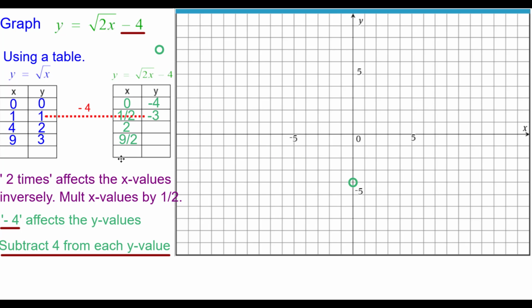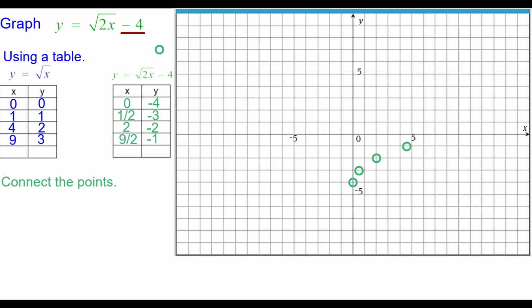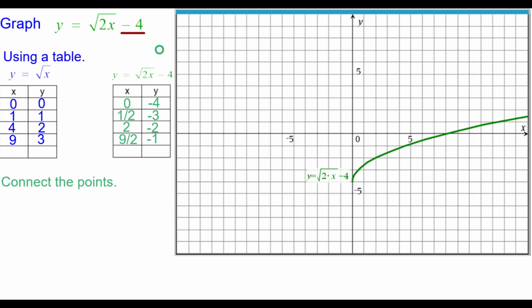One minus 4 is -3, so 1/2, -3 is that point. 2 minus 4 is -2, so plot the point 2, -2. 3 minus 4 is -1, so over 4.5, down 1. Connect the points, make it look like a radical curve, and usually we compare it to the parent function.